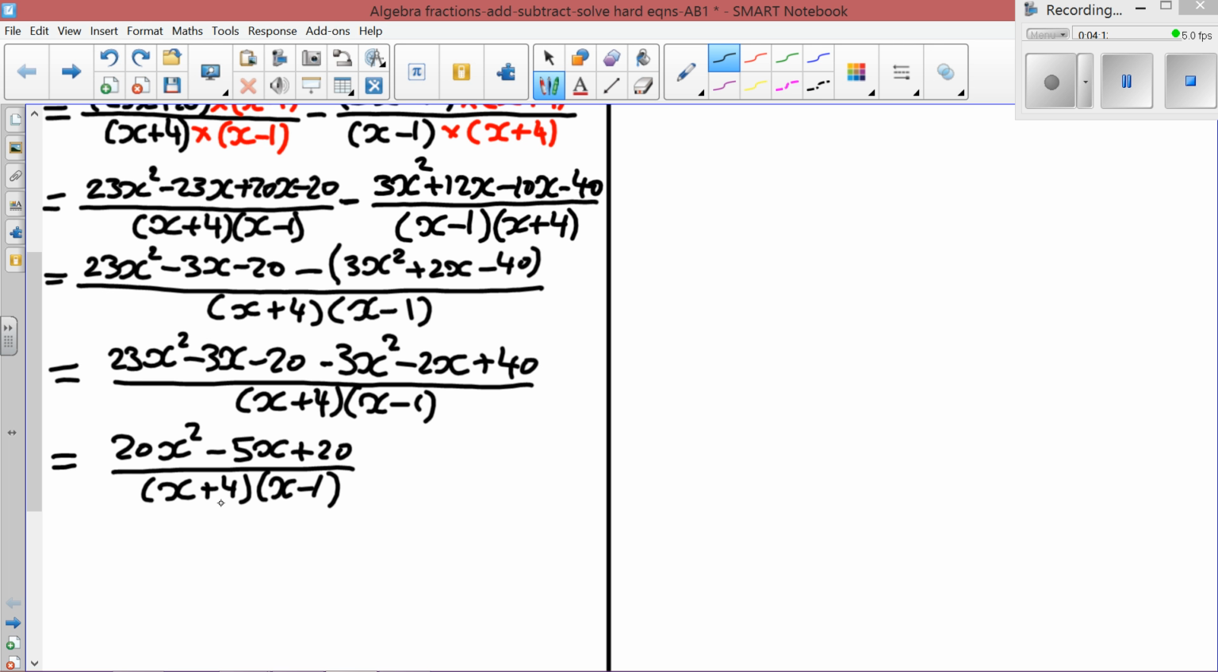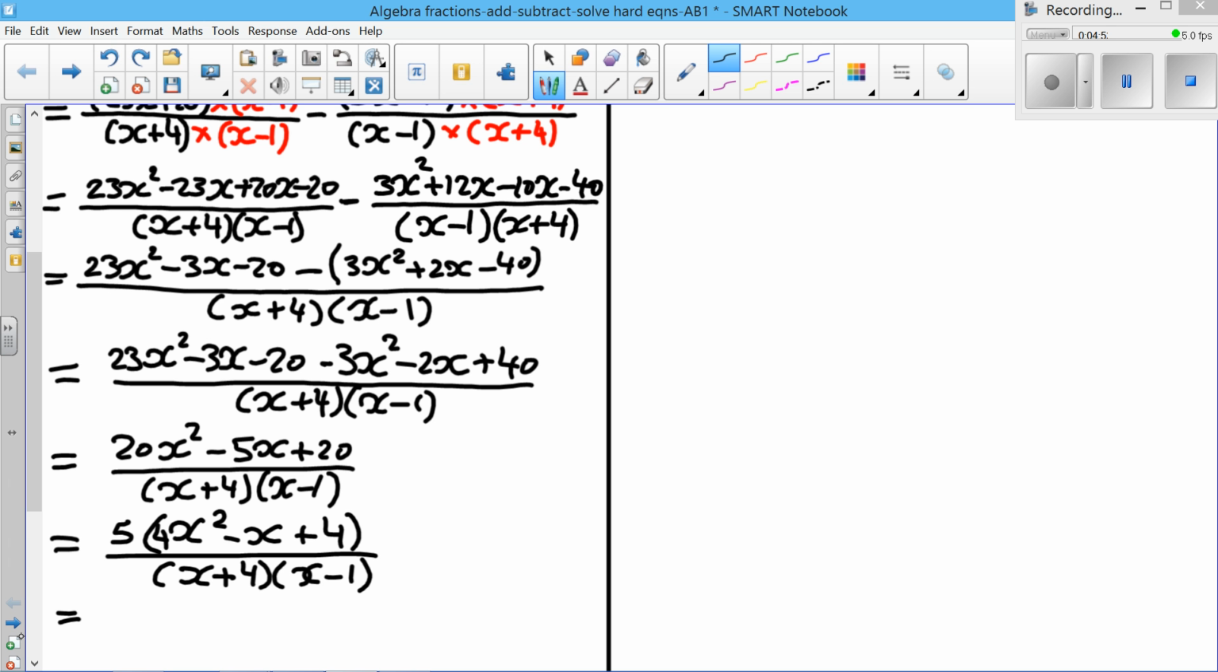Rather than multiply the brackets out in the denominator, I attempt to factorize the numerator to see if there are common factors between numerator and denominator to cancel out. So I attempt to factorize the numerator. The first thing I notice is that all the terms in the numerator have a common factor of 5. So I take 5 outside a single bracket, and that leaves 4x squared minus x plus 4 over x plus 4 times x minus 1.